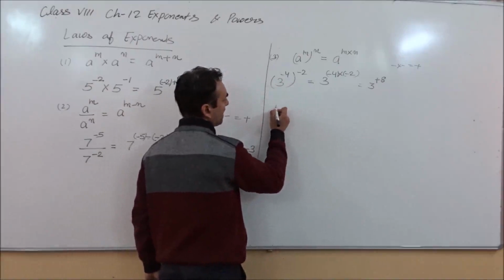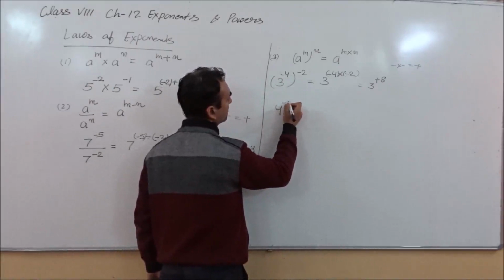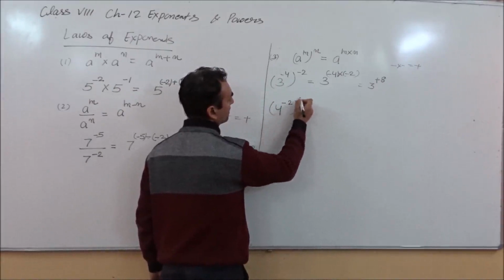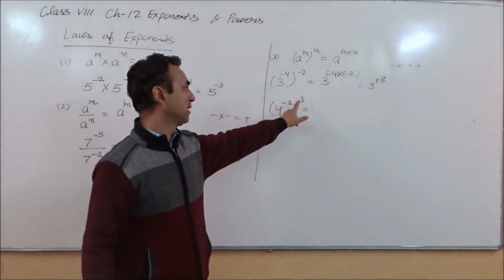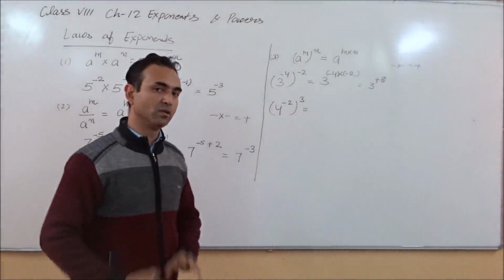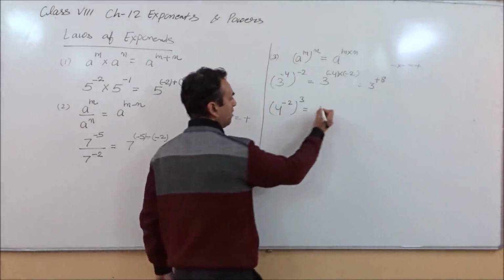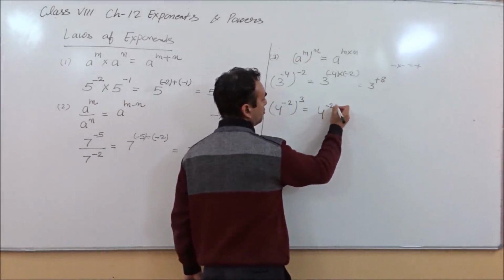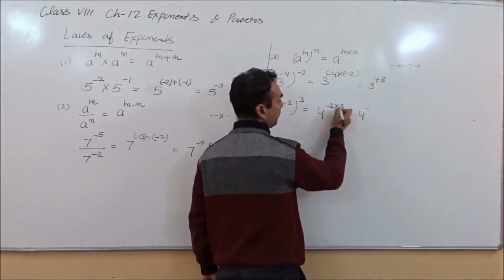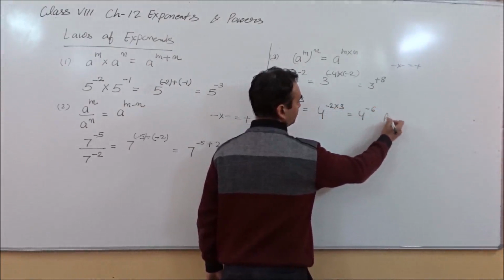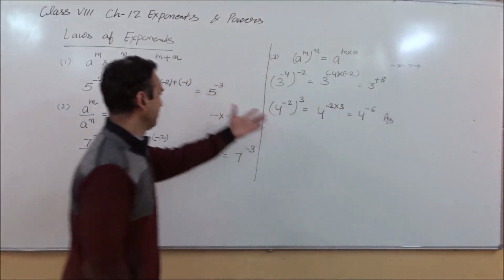Another type of question like this: 4 raised to minus 2, whole power 3. Here there is a negative exponent, but here is a positive exponent. So the same rule applies, no change. You have to write 4 raised to minus 2 multiplied by 3, which is 4 raised to minus 6. So these are very easy questions.